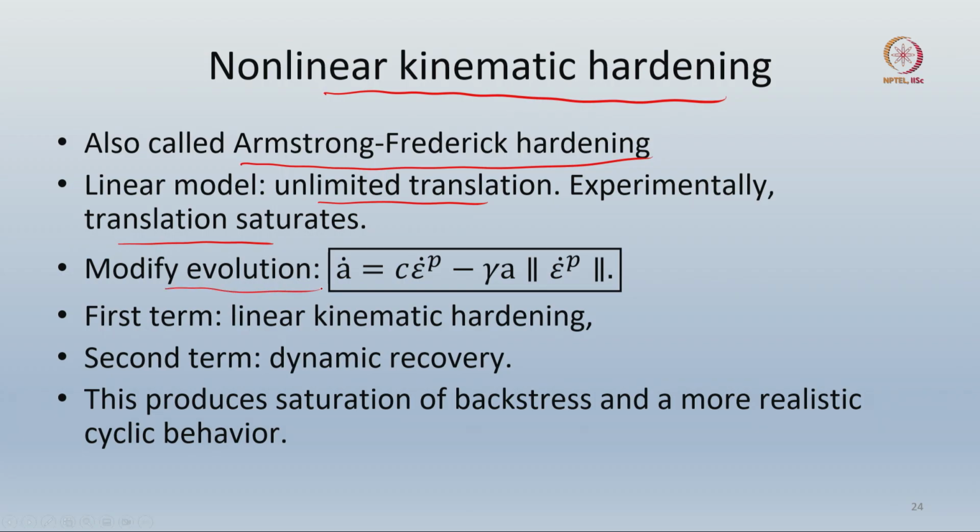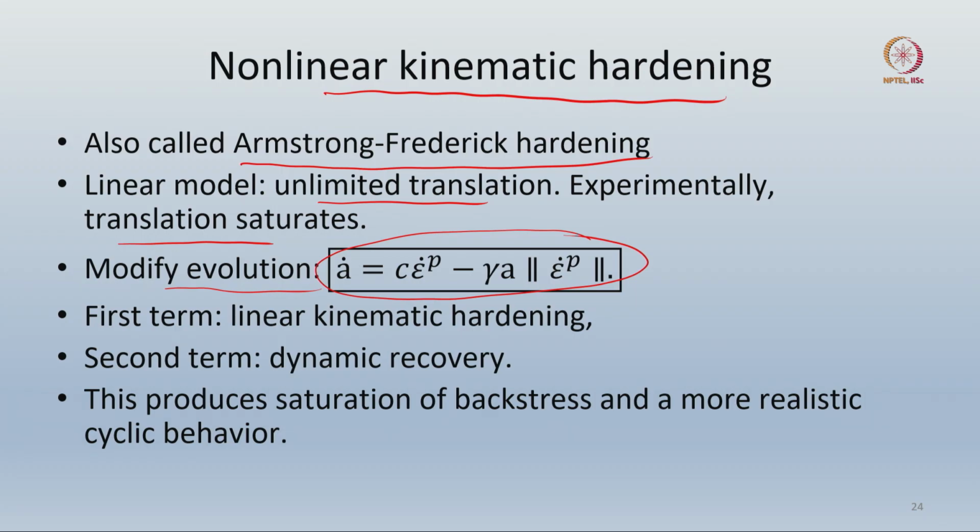Okay. So, you observe the terms carefully. You can think of this whole equation for A dot to be an ordinary differential equation for A given epsilon p dot, correct. So, you can see what is actually happening. In this evolution, the first term is C times epsilon p dot, which is the same term as in the linear Prager law for linear kinematic hardening. The other term is minus gamma A times the norm of epsilon p dot.